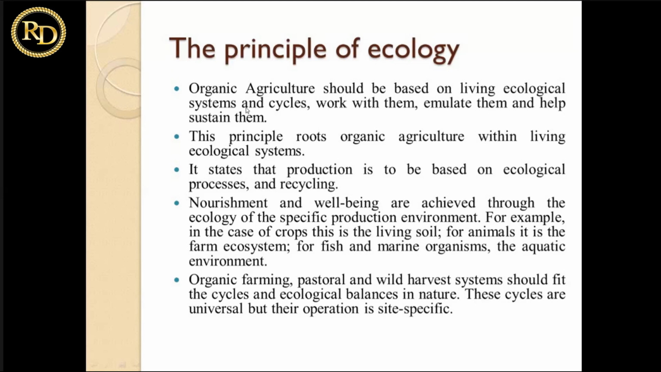So for crops, we talk in terms of soil. Soil is the ecological system for the crop. For the animal, the farm ecosystem. For the fish, the aquatic environment. So we have to work according to the ecology. So organic farming, that is pastoral and wild harvest systems, should fit the cycles and ecological balance in nature. These cycles are universal, but their operation is very site specific. See, very important part: we have to go for operations that are very site specific, and that should not disturb the ecological balance or the cycles of nature. That is the principle of ecology.